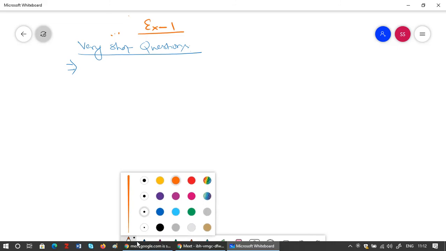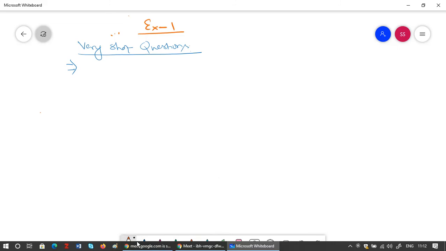In the 1 mark question, what is given first? Write the factors of (a plus 2b) whole square. I have already shared about the factorization form. So (a plus 2b) times (a plus 2b). These are the factors of this question.